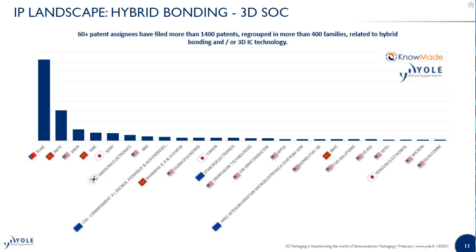All right. So now going on to the next slide where we're looking at the IP landscape for hybrid bonding 3D SoC. As hybrid bonding and 3D SoC are projected to be the future of 3D packaging, it's not a big surprise that more and more companies are trying to secure their patents in this space. So the interest in the IP landscape for hybrid bonding and 3D SoC has been rising.